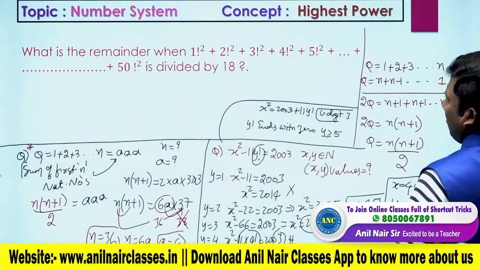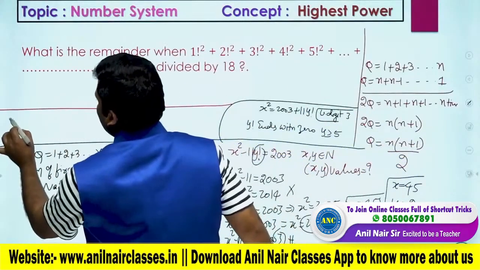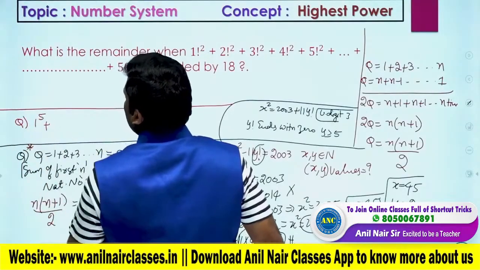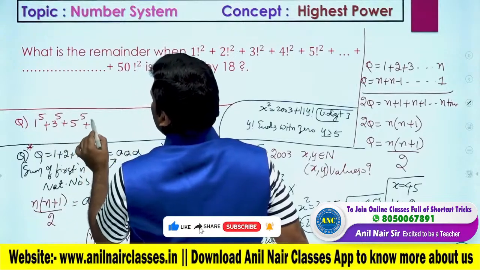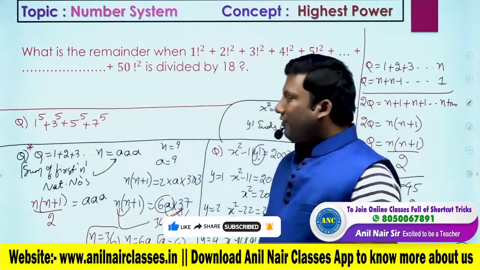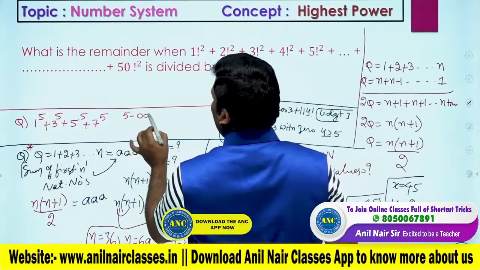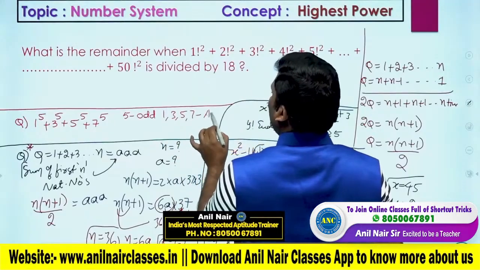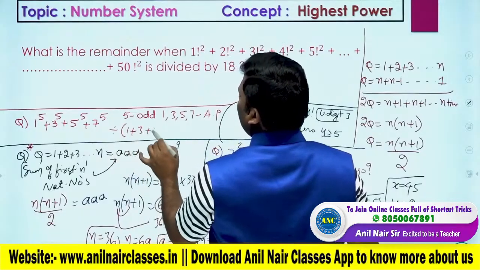Let me create one more question if there is space. Suppose the question is 1 power 5 plus 3 power 5 plus 5 power 5 plus 7 power 5. 5 is an odd number. 1, 3, 5, 7 are in arithmetic progression. So it is always divisible by the sum of the bases.